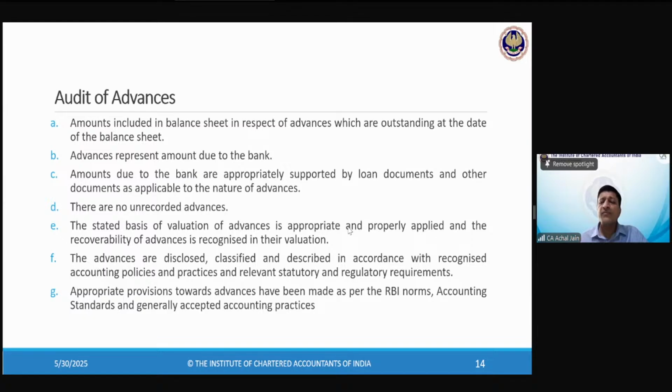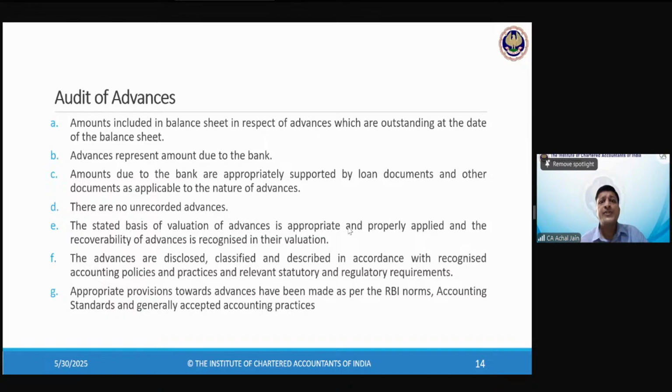Now, as regards those classification criteria, they are very important. So just make sure you flip through that and have at least some basic understanding of those classification criteria. Why? Because let's suppose you have questions around the audit of advances.